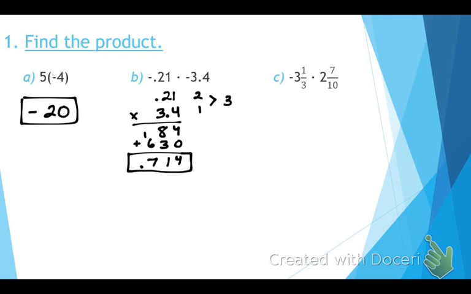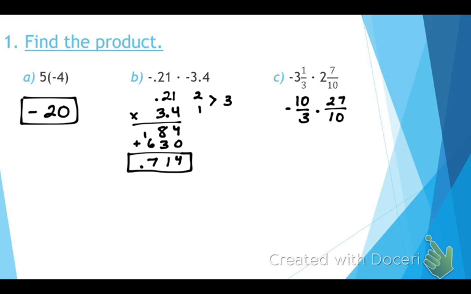-3 1/3 times 2 7/10. Emma, what should I do first before I do anything else? KFC. Okay, when do I use KFC, class? When you're dividing. Does this tell me to divide? No, so there's something different. What should I do with the mixed number, Emma? Change it to an improper fraction. What would -3 1/3 be? Negative 10/3. What would 2 7/10 be? 27 over 10.